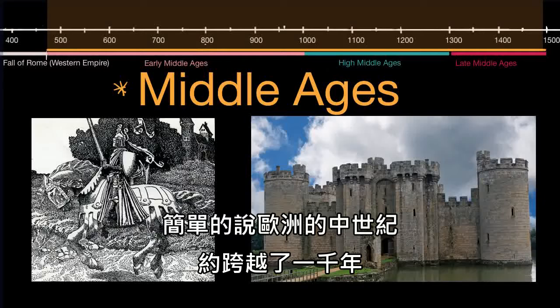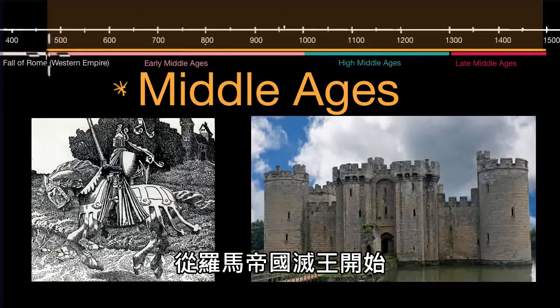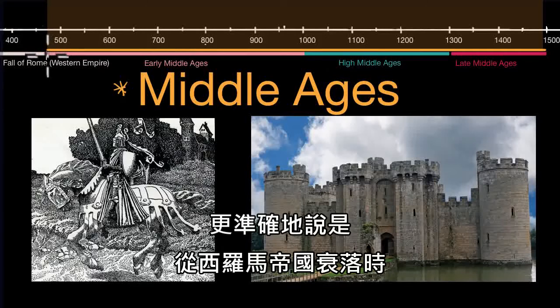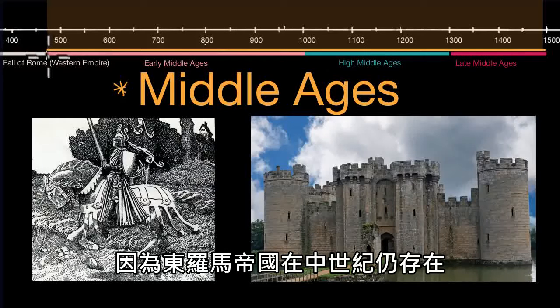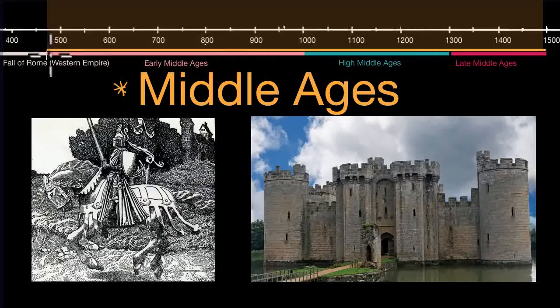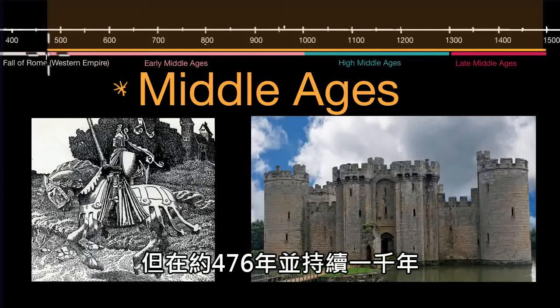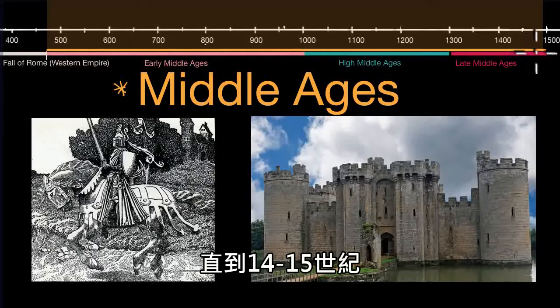The simple answer, the Middle Ages in Europe are the roughly 1,000 years from the fall of the Roman Empire, and to be particular, the fall of the Western Roman Empire. The Eastern Roman Empire continues on for most of the Middle Ages, but it starts in roughly 476, and it continues on for 1,000 years as we get into the 14th and 15th centuries.